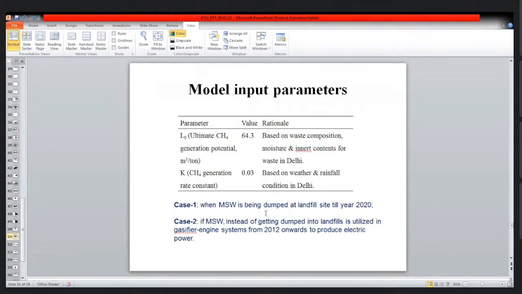Case one is when the municipal solid waste is dumped at the landfill site till year 2020, because the study was carried out relatively earlier. So it was presumed that up to 2020, instead of getting dumped into the landfill site, the municipal waste is utilized in a gasifier engine system from 2012 onwards to produce electric power. So what will be the difference if we want to see the impact of this study?